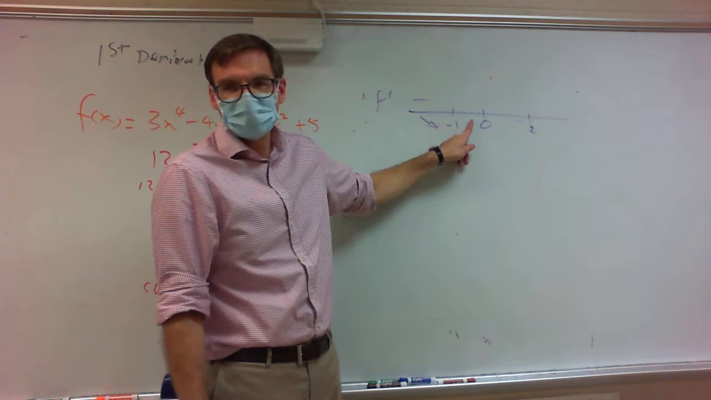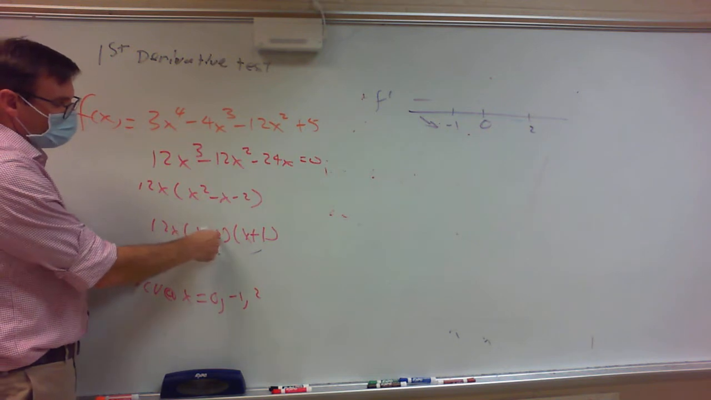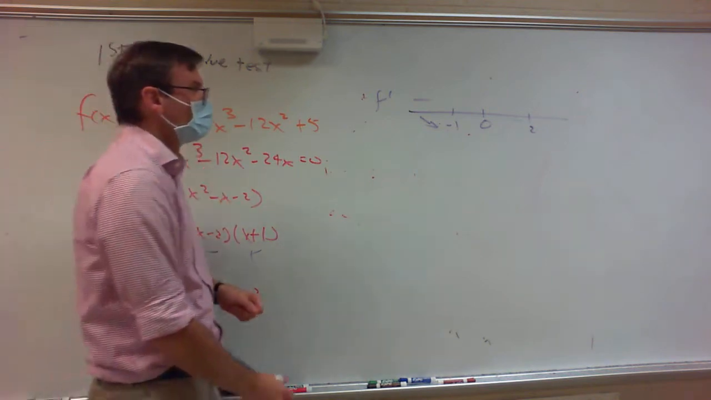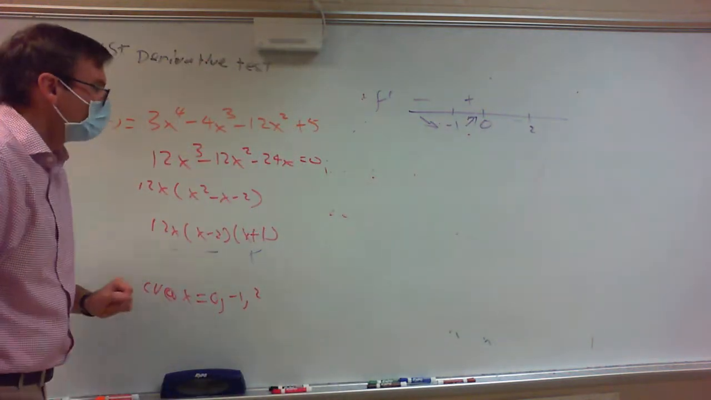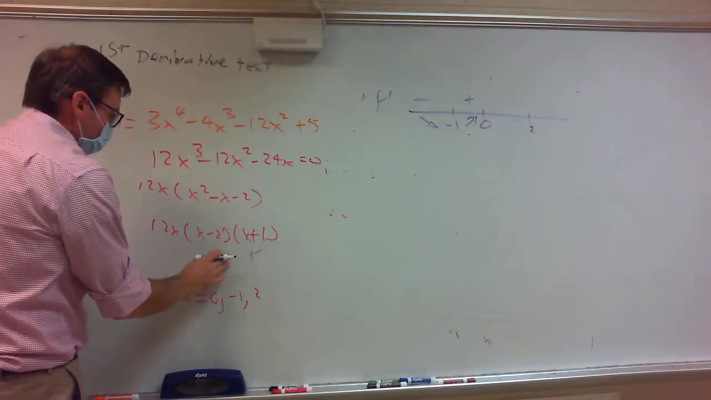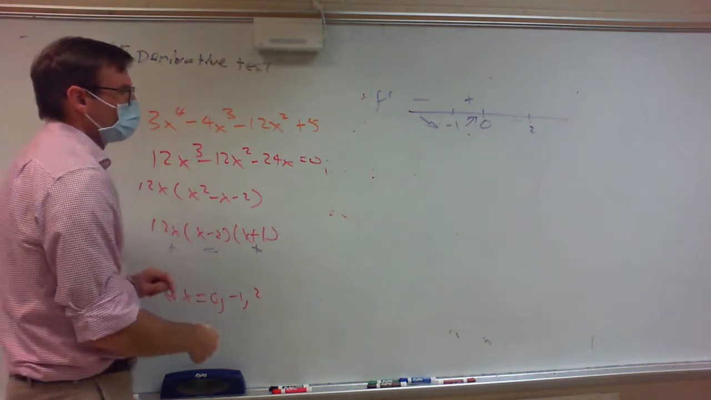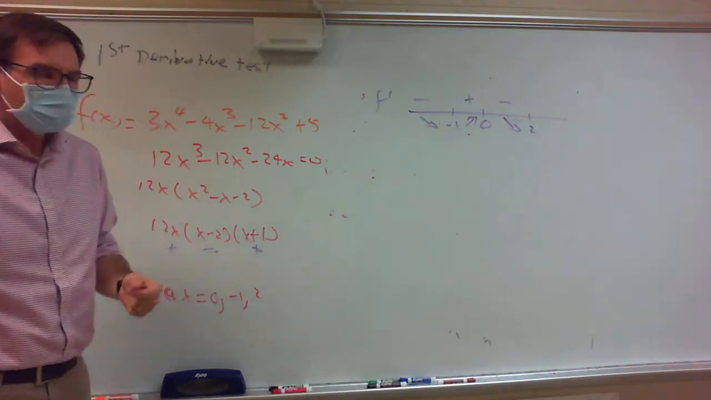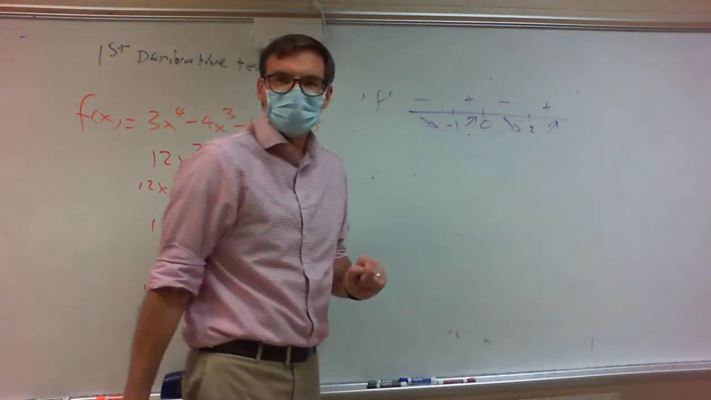Next, I want to pick a value in here, so negative 1/2. Well, this is still negative. Negative 1/2 minus 2 is negative, but negative 1/2 plus 1 is positive, so negative times negative is positive. This is positive, so I know this is increasing. And I'll pick a value between 0 and 2. I'll pick 1. This will be positive, this is still negative, and that's positive. So we end up with negative. That's decreasing. Then I pick a positive big number, and everybody's positive, and so that's increasing.